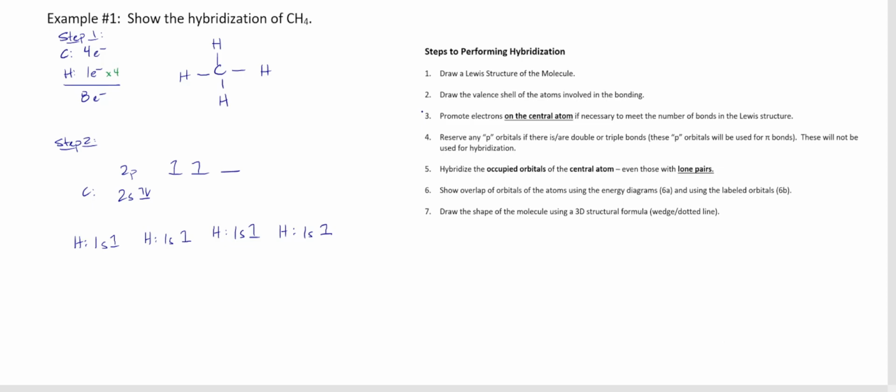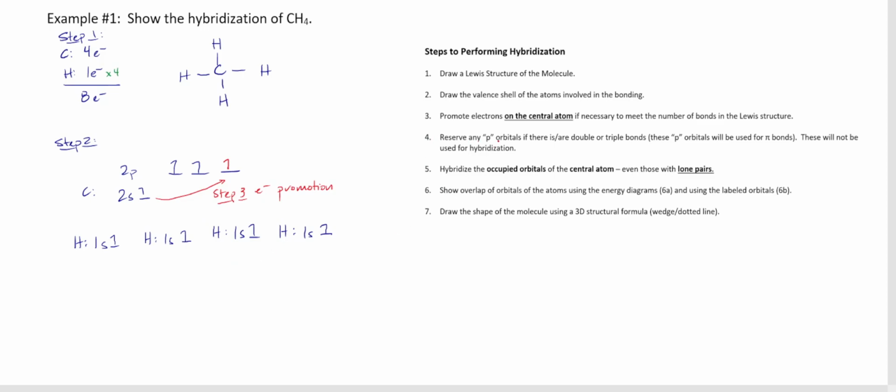Okay, so there you go. That's my step 2. Step 3, promote electrons on the central atom if necessary to meet the number of bonds of the Lewis structure. Well, the Lewis structure has 4 bonds, and this looks like it can only form 2. So I'm going to promote an electron from here to here. I'm going to erase this electron right here. I'm going to write that this is step 3, electron promotion, and I'm doing this because it is necessary. Okay, so now I've got S, P, P, and P. So I know that I'm going to form 4 sp3 hybrids.